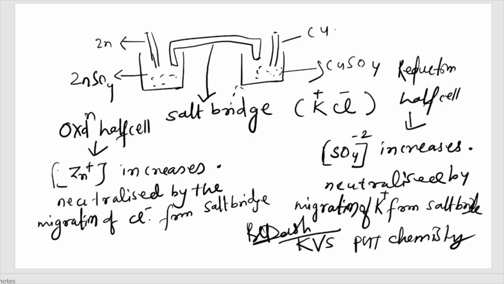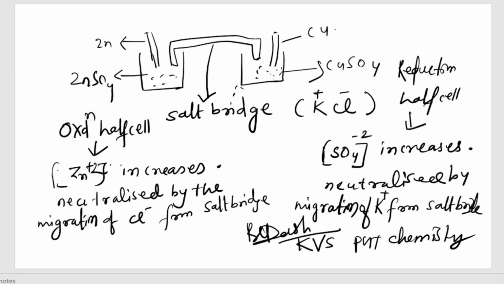And here see the diagram. Again I want to show the salt bridge in the middle. Copper in copper sulfate, zinc in zinc sulfate. The left side is called the oxidation half cell and the right side is called the reduction half cell. Zn+2 increases on the left side, which is neutralized by the migration of Cl- from the salt bridge.